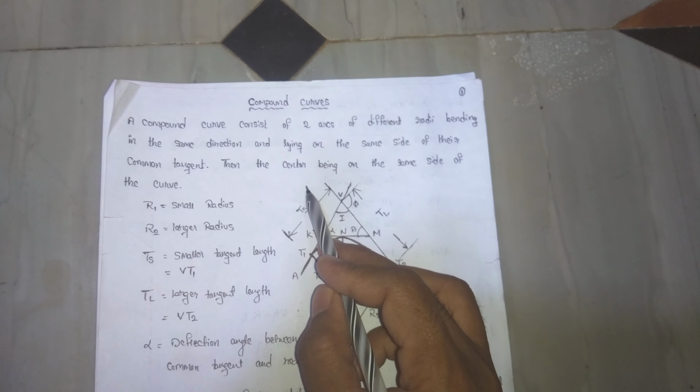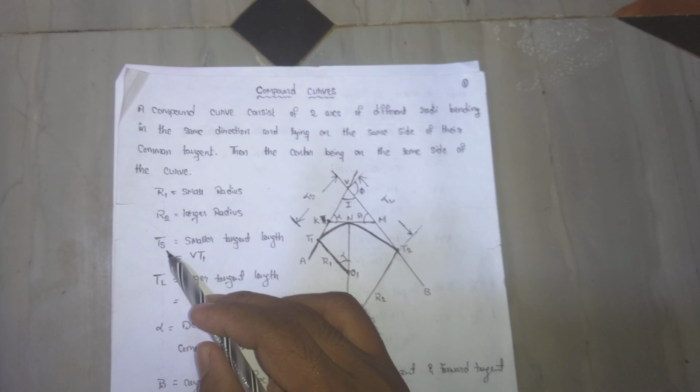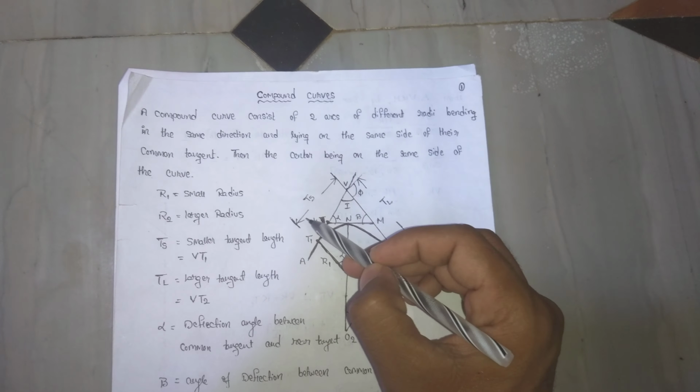R1 is the small radius. R2 is the larger radius. And TS is the small tangent length from V to T1. This is the distance of the smaller tangent TS. And TL is the larger tangent length from V to T2.